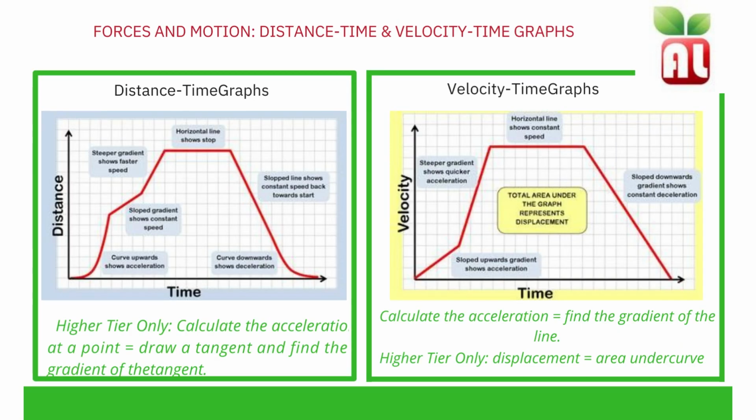Distance time and velocity time graphs. In a distance time graph, if you have a curved graph upwards, it shows the acceleration. A sloped gradient, or a straight line gradient, shows a constant speed. The steeper the gradient shows a faster speed. A horizontal line means that the object has stopped.